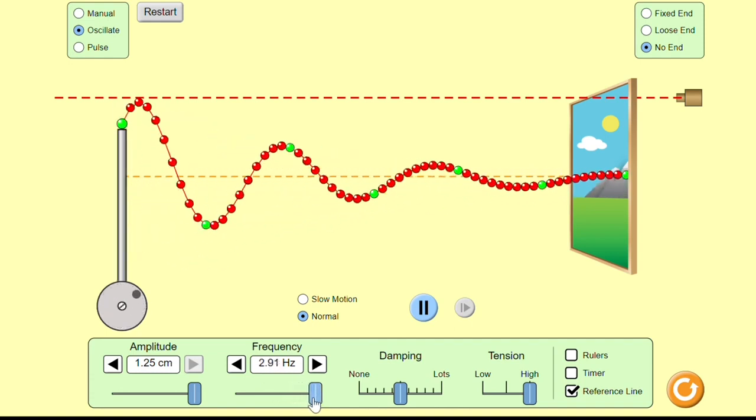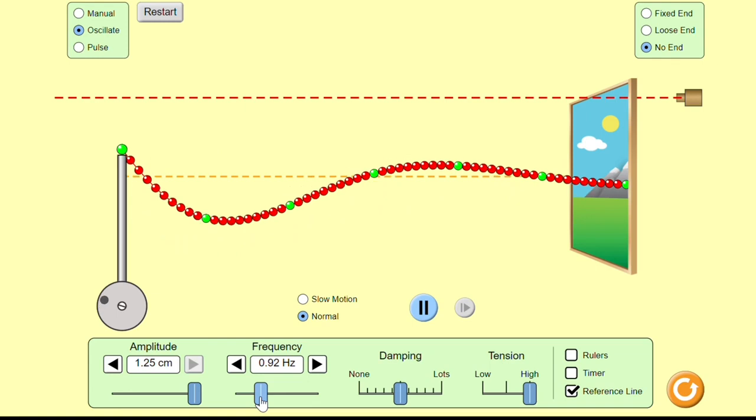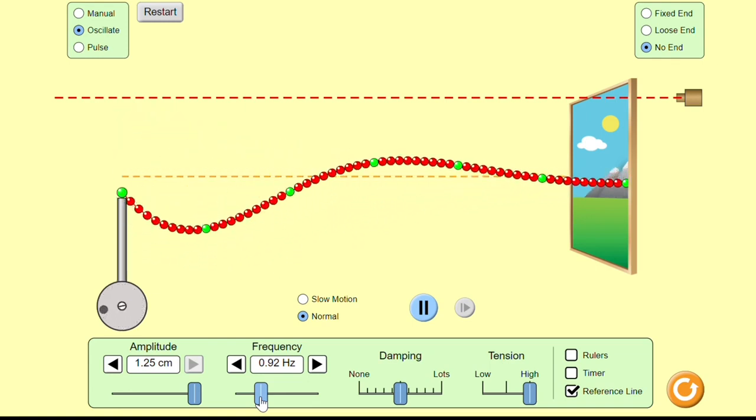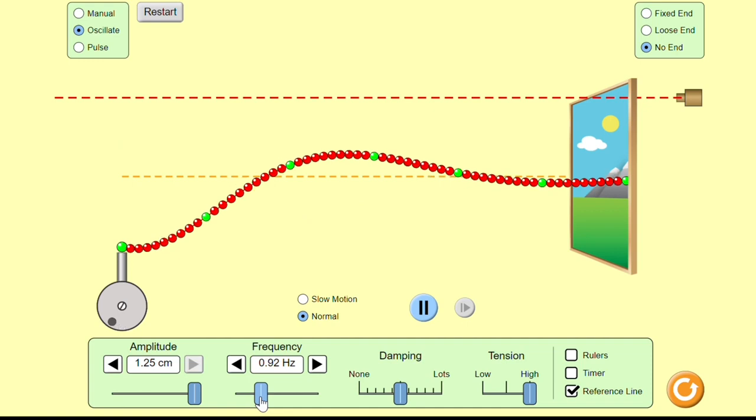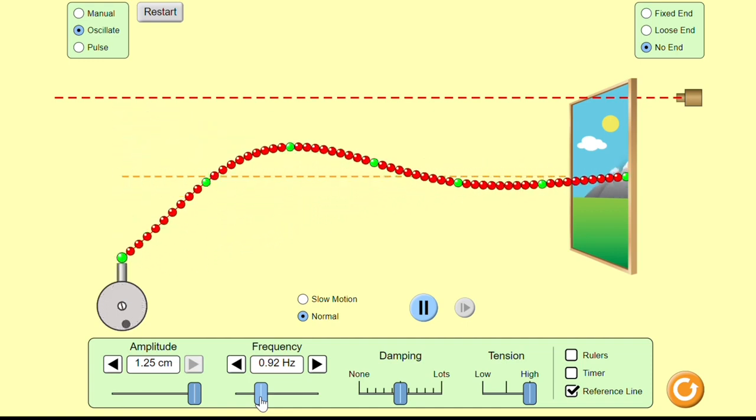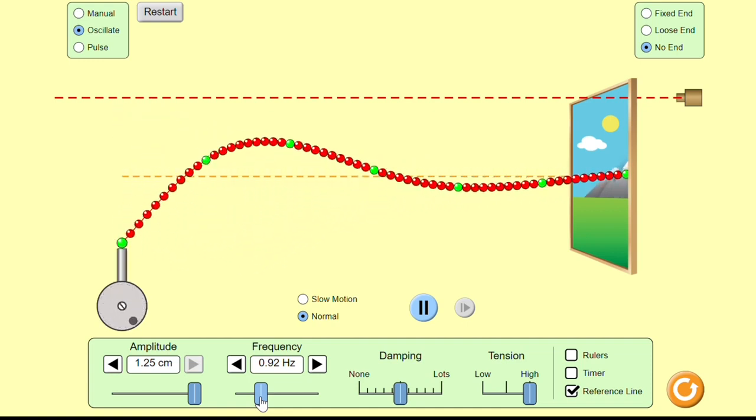We can make it move faster. We can make it move a bit slow. Let's make sense of this. We want to talk about transverse waves. We need to start with the definition before we take a look at anything else. So the definition reads as follows.